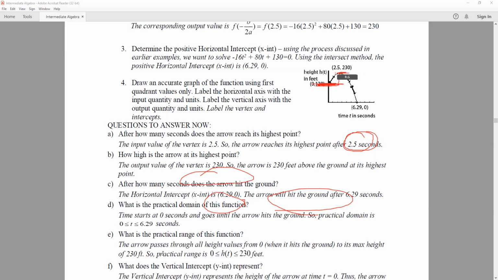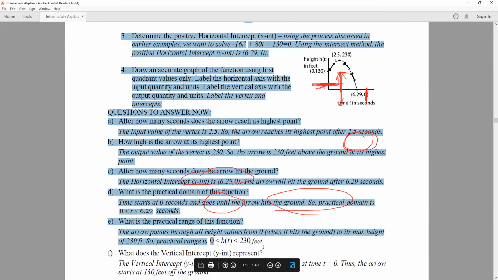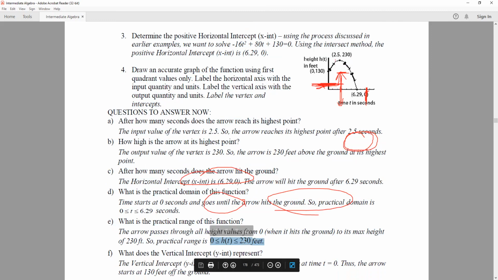It's not going to be this. No, because it keeps coming down to 0. So the range is going to be from 0 to 230. I know it starts from 130 feet, but that's not the range. 130 is part of the values, but it shouldn't be the starting range. So the range is going to be from 0 to 230 right here. And remember, 0 is part of the values. So you have h of t is greater than or equal to 0, but less than or equal to 230.